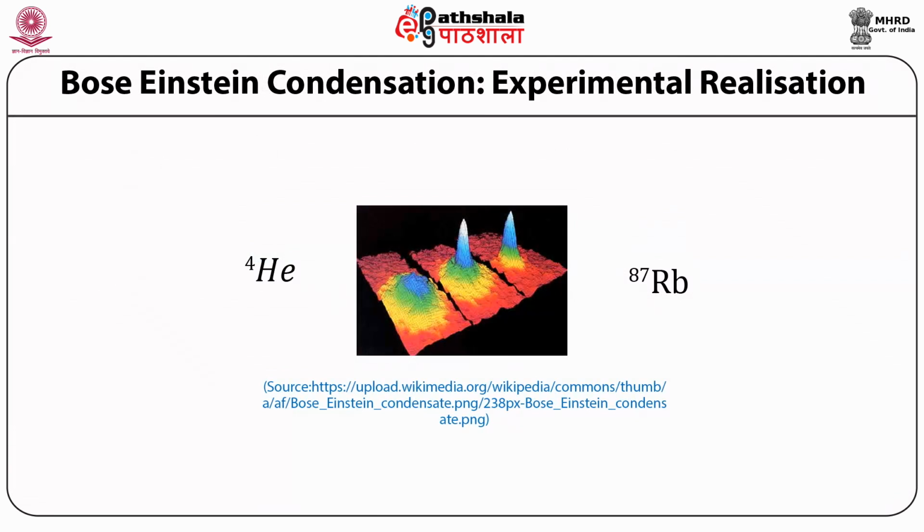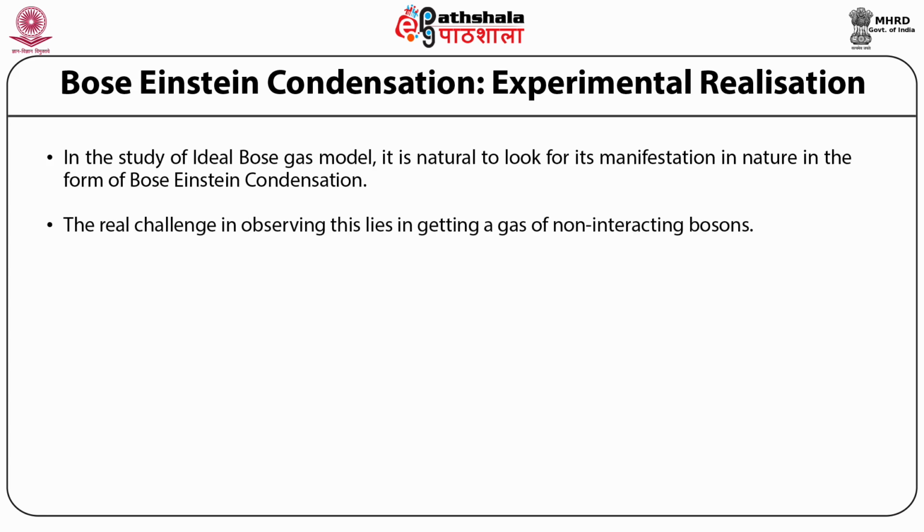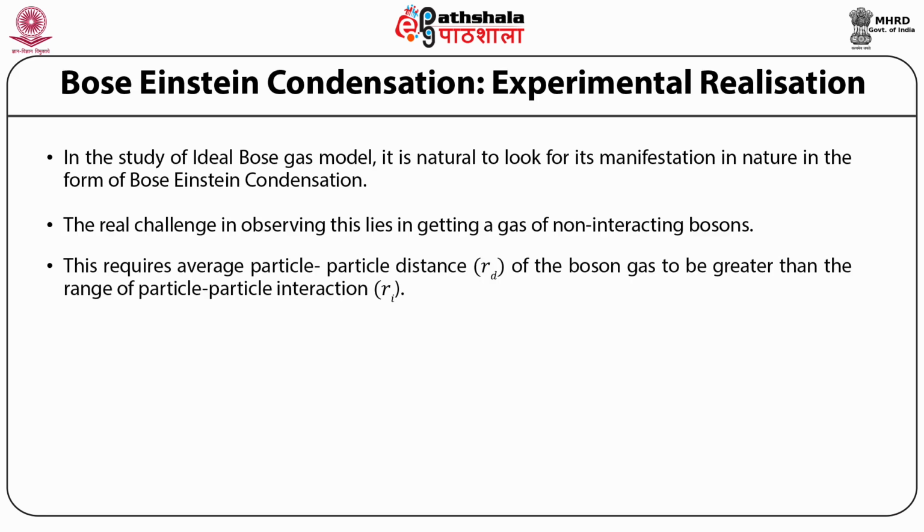Now, it will be interesting to look at and see how Bose-Einstein condensation was experimentally realized. Let us note that in the study of ideal Bose gas model, it is natural to look for its manifestation in nature in the form of Bose-Einstein condensation. The real challenge in observing this lies in getting a gas of non-interacting bosons. This requires average particle-particle distances Rd of the boson gas to be greater than the range of particle-particle interaction, which we are representing as Ri.